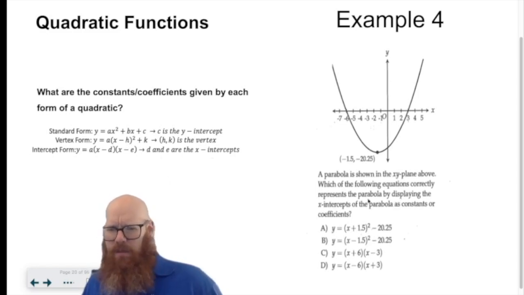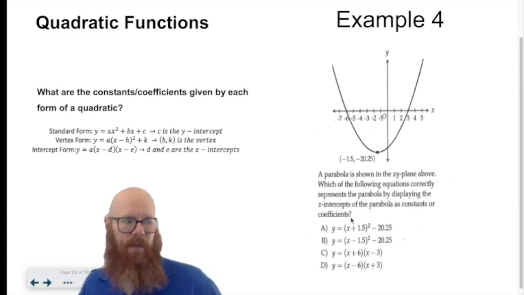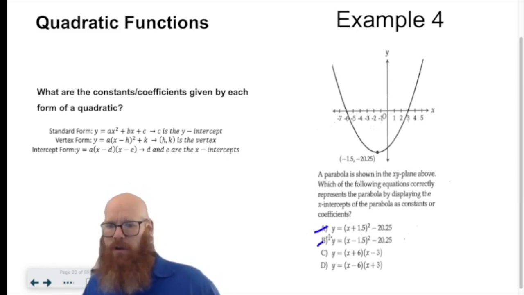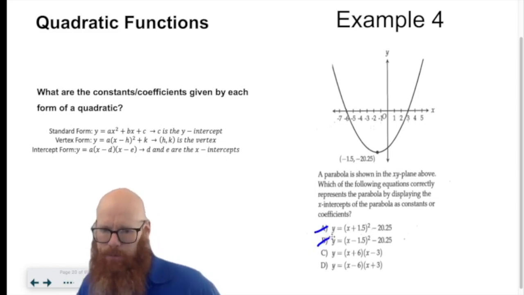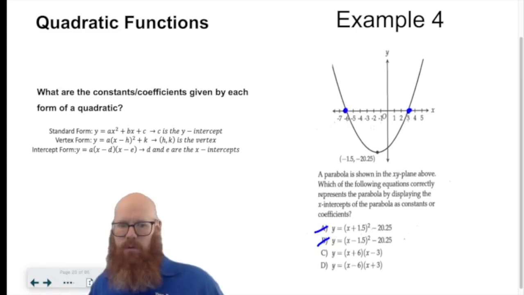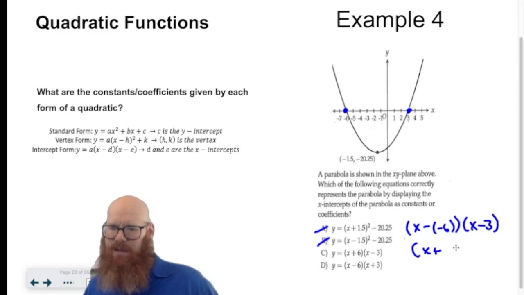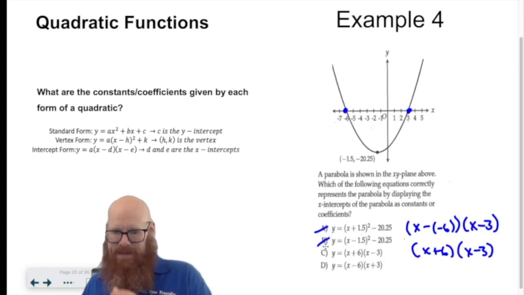So here, this one just says we want the parabola displaying the x-intercepts as constants or coefficients. That means we want intercept form. So get rid of a and b immediately because they're not even in intercept form. Then we look at what the intercepts are, -6 and 3. Intercept form is x minus the x-intercepts, so it's really x minus -6 and x minus 3. But x minus -6 is just x plus 6. So x plus 6, x minus 3 would fit this equation, and that is answer choice C.